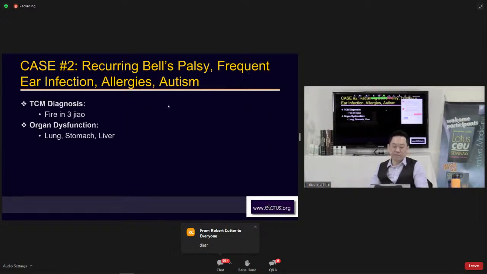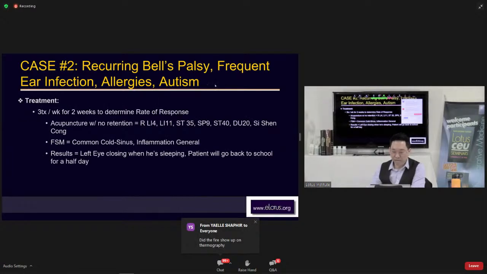So, TCM diagnosis. We diagnosed fire in the 3 jiao. So it was just fire throughout his whole body, right? The main organ dysfunctions we identified were lung, stomach, and liver. The treatments: we did 3 treatments per week for 2 weeks to determine rate of response.